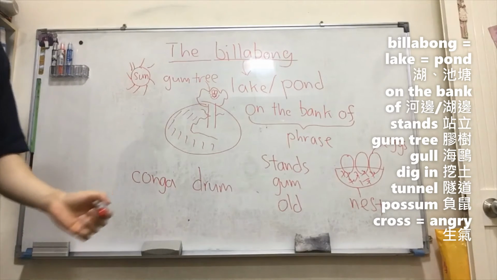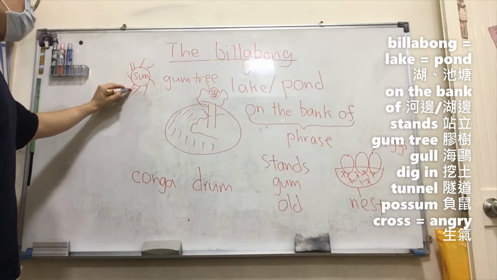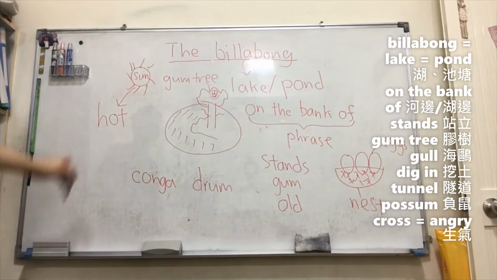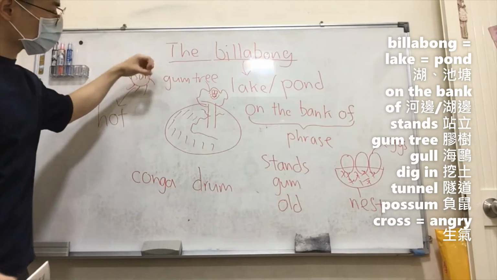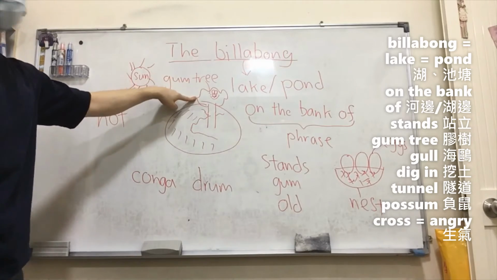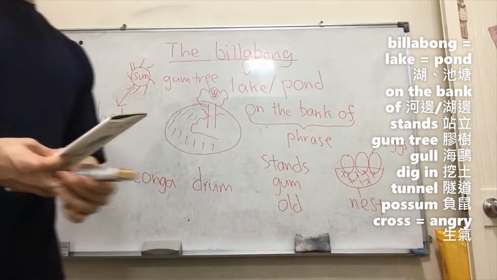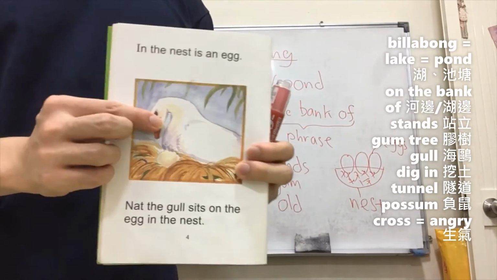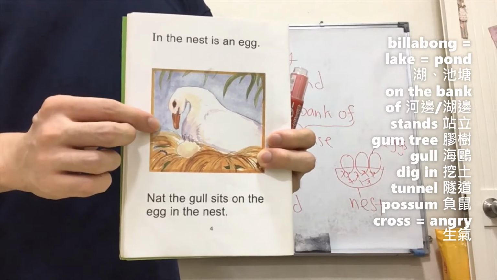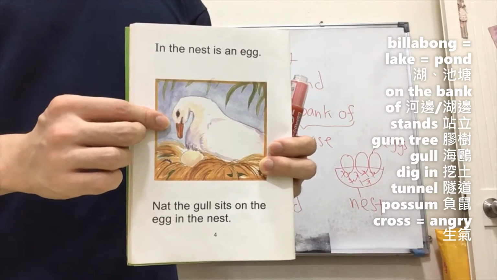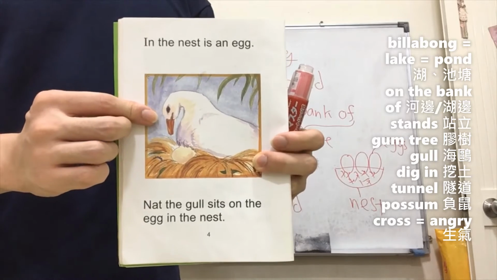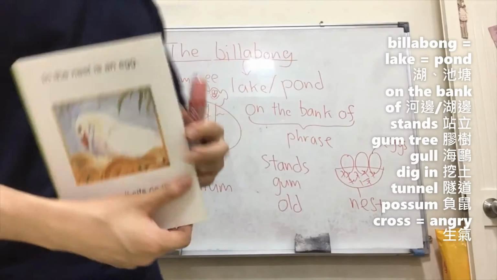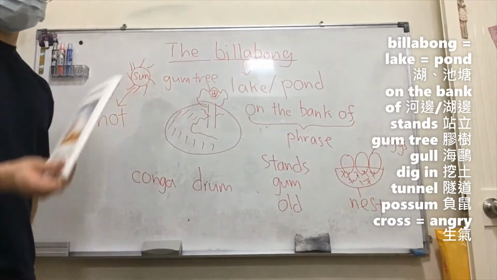And we all know that the sun is very hot, right? It's very hot. So of course, the sun will be shining on your gum tree, right? But fortunately for the gull, for Ned is hiding in the tree, okay? It's hiding in the tree. So the sun cannot get to him, alright? So he is hiding in the tree, right? Okay.